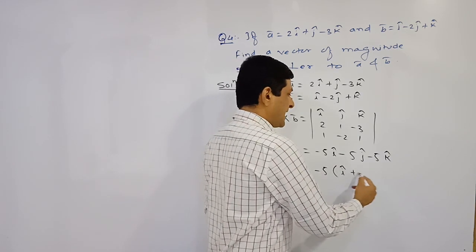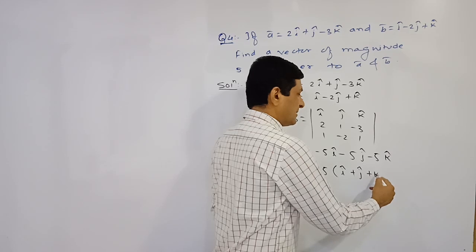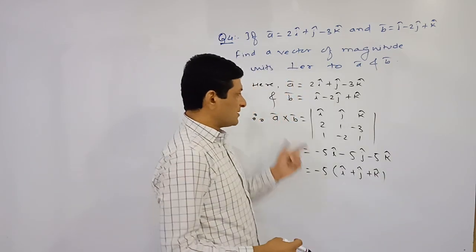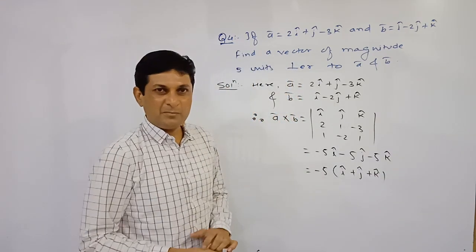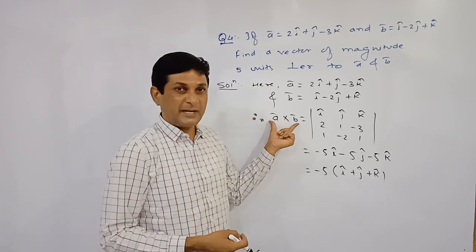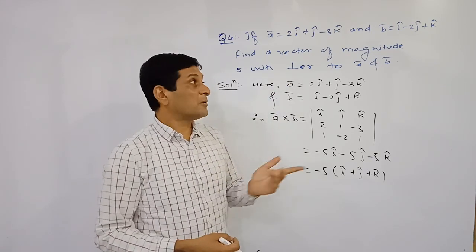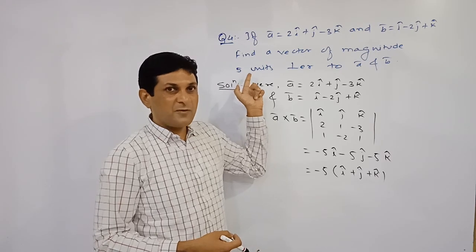So here we will get I cap plus j cap plus k cap. So in this way we have got the value of A bar cross B bar, where A bar cross B bar is nothing but a vector perpendicular to A bar and B bar. Now our question is to find out a vector of magnitude 5 unit.